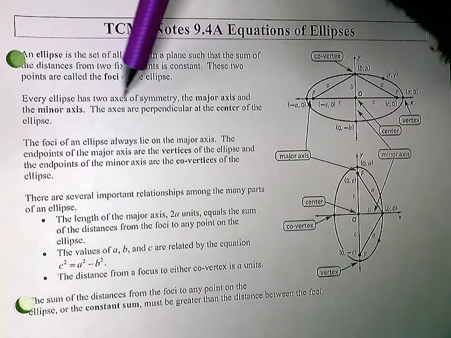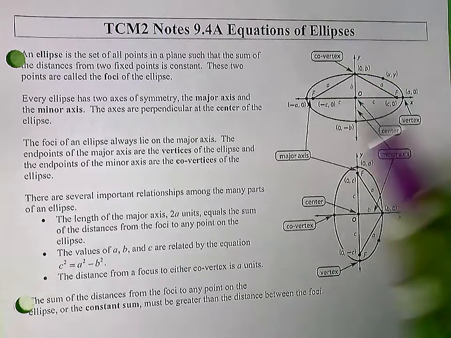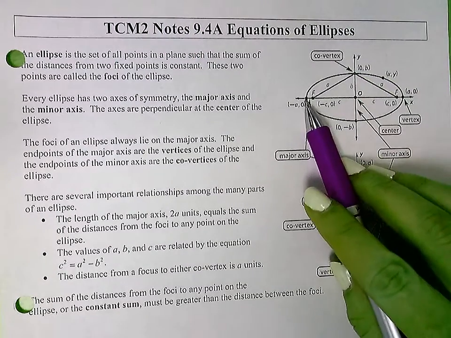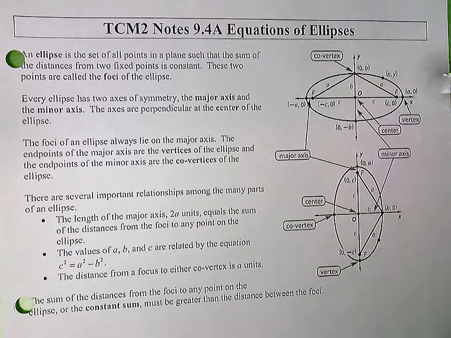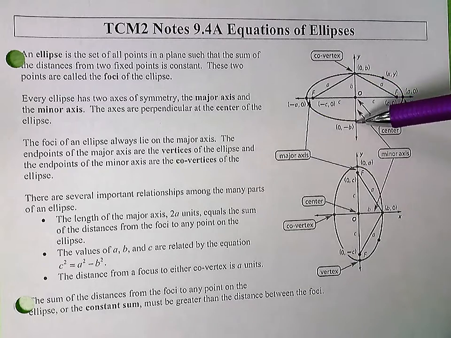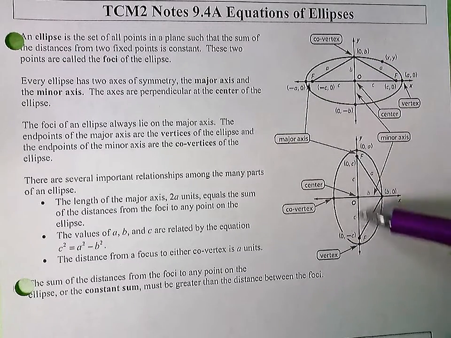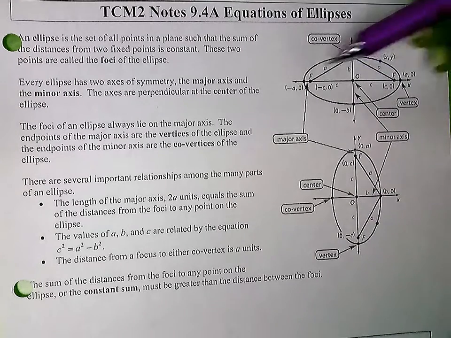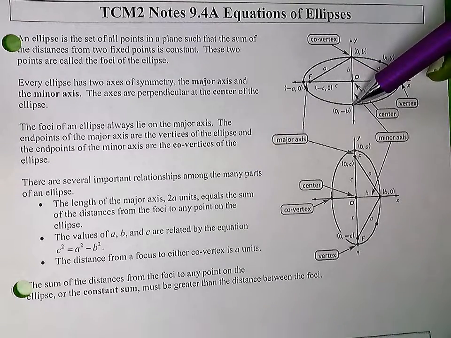Every ellipse has 2 axes of symmetry, the major axis and the minor axis. So your major axis is the longest one. Minor axis is the shorter one. Okay? So in this one, your major axis would be this longer one. Minor is the shorter one. Okay, so the major is between your vertices. The minor is between your co-vertices.